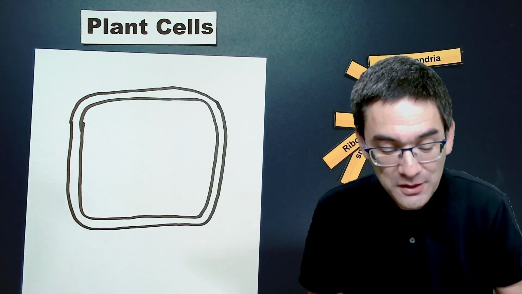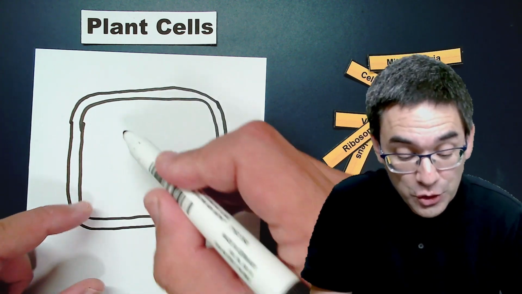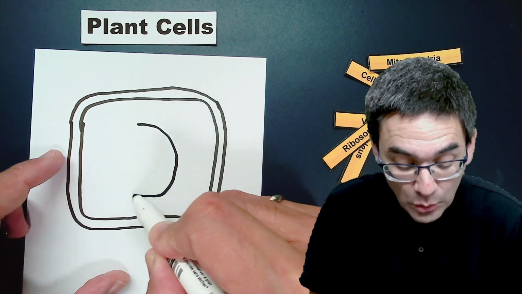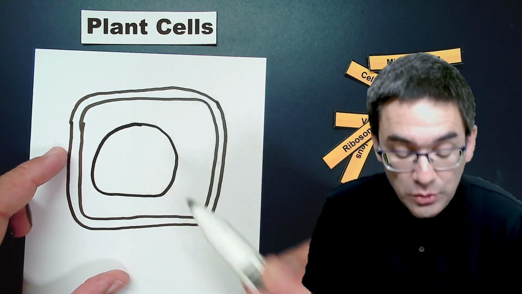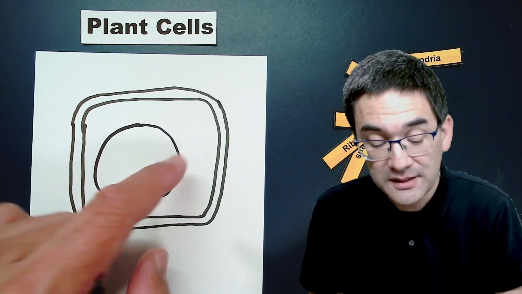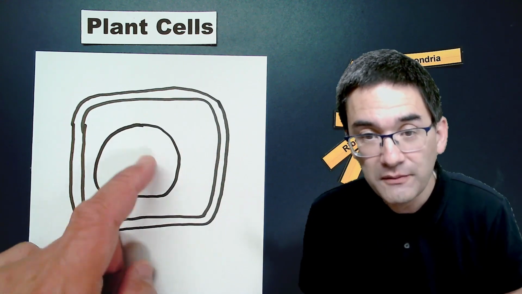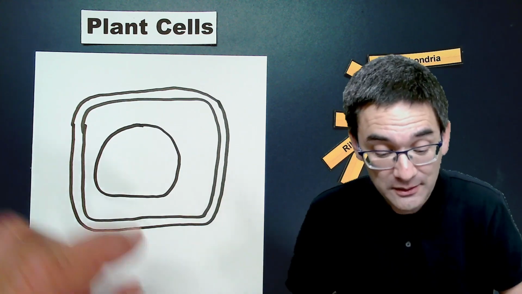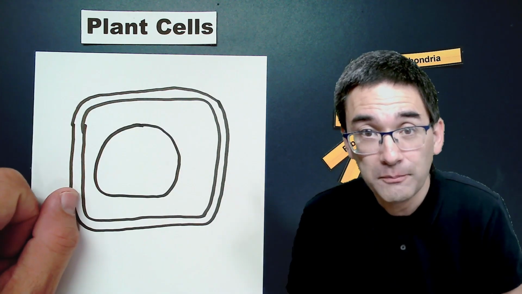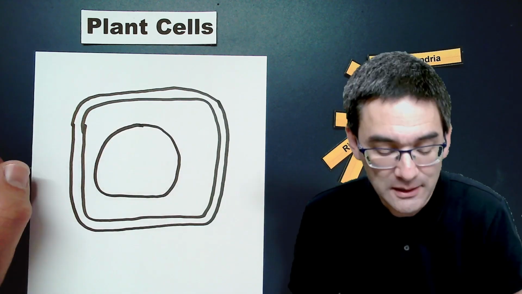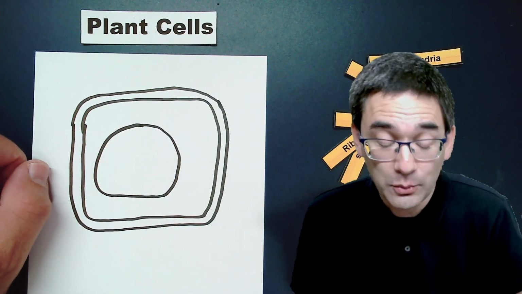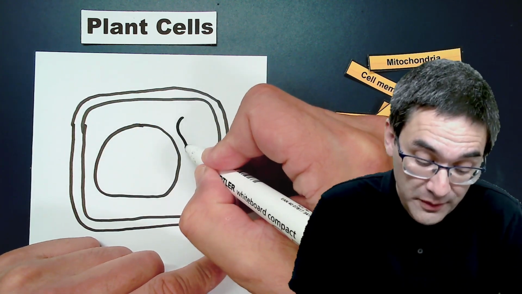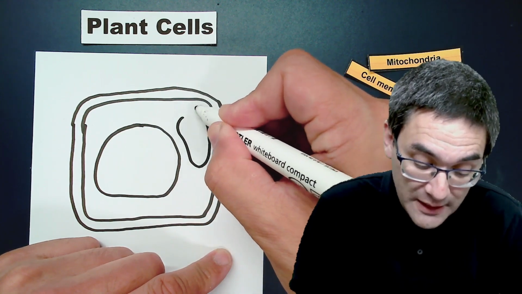So I'm going to draw another round structure inside the cell, and that is a vacuole. This is a large central vacuole, and the cytoplasm is here on the side. The vacuoles can also be found in animal cells, of course, but they're not quite as large, and it fills quite a bit of the space of a plant cell. So where is the nucleus? Well, the nucleus can be found in the cytoplasm here. So I'm going to draw the nucleus in here into the cytoplasm.